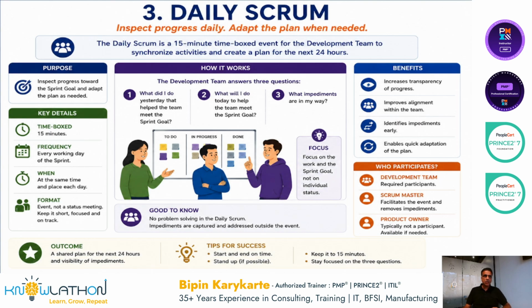What is daily scrum? The daily scrum basically is a meeting that is done in a very quick and short way, but productive. So daily scrum is a 15-minute time boxed event for the development team to synchronize activities and create a plan for the next 24 hours, right? What is the purpose? Inspect the progress towards the sprint goal and adapt the plan as needed. So what has happened till yesterday, what we are going to do today, and how it is going to lead us to tomorrow, right?